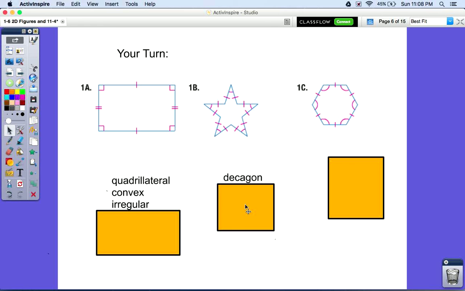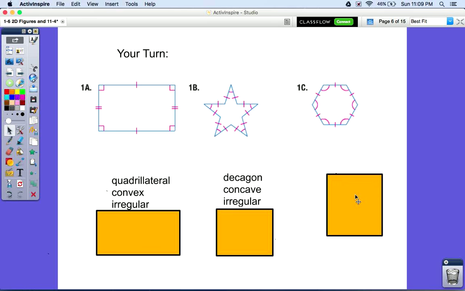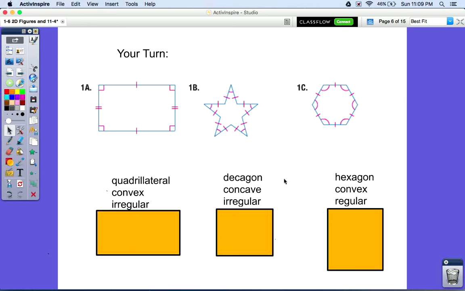1B is a decagon because it has 10 sides. It is concave because if I were to draw in those lines, there would be several lines that would intersect the interior of my figure. And it is irregular because although all of the sides and all of the angles are actually congruent, in order for it to be regular, it has to be convex. 1C is a hexagon because it has 6 sides. It is convex because if I were to draw on all those lines, none of them would intersect the interior, and it is regular because all of the sides and all of the angles are congruent, and it is convex.